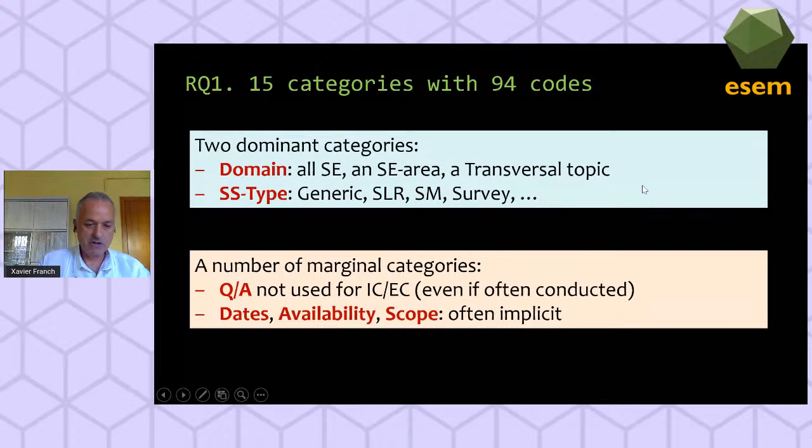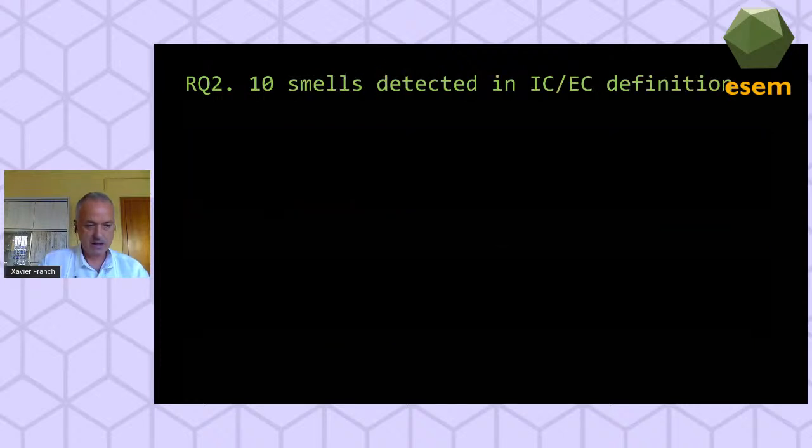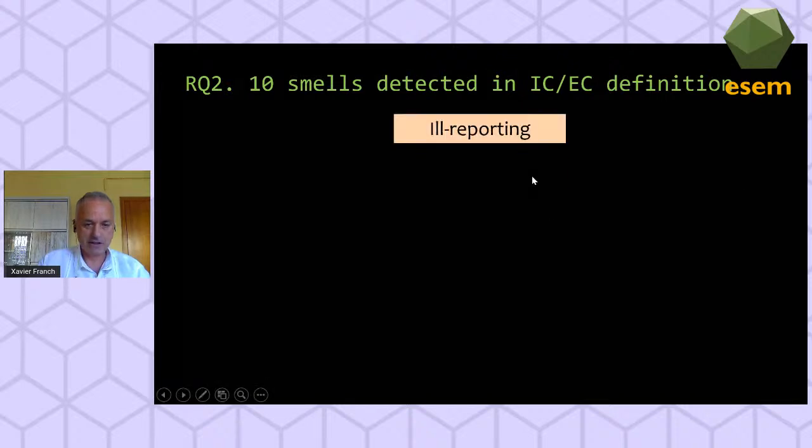It is good to mention that we also had a number of marginal categories. For instance, quality assessment, even if performed by a lot of tertiary studies, was used only by one of them to exclude secondary studies from the tertiary study. And also other criteria related to dates, availability, or scope were often implicit and not explicitly enumerated as inclusion or exclusion criteria. For the second research question, we identified 10 different smells in the definition of inclusion and exclusion criteria.